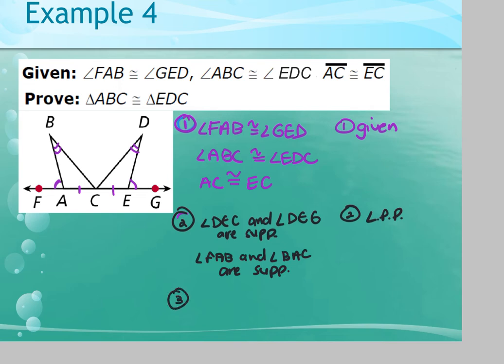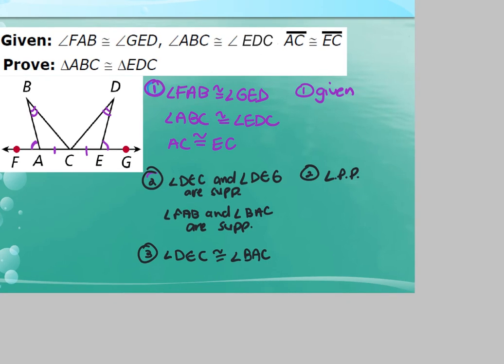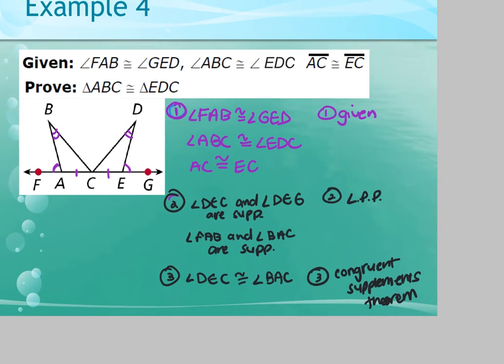Then did you go from there? Yeah, I put that DEC and BAC equal each other. DEC is congruent to BAC, you said? Yeah. And what's your reason there? I just got it. Okay, so it is congruent supplements theorem, which says if two angles are supplements to congruent angles, then they are congruent.